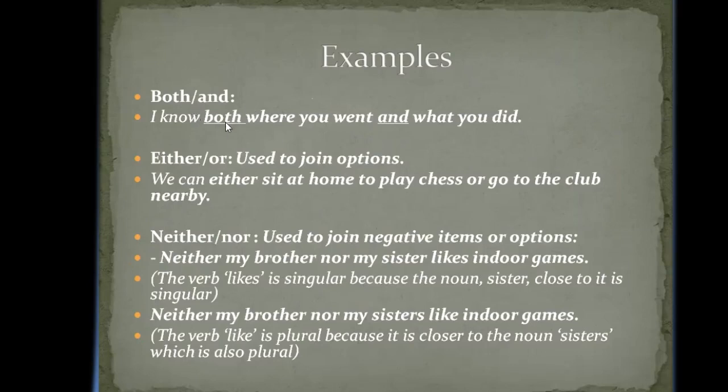Both and. I know both where you went and what you did. It's easy to understand this. Either or. We use these two words when we have two options, two choices to choose from. We can either sit at home to play chess or go to the club nearby. The two choices are sit at home or go to the club. So we use either or.